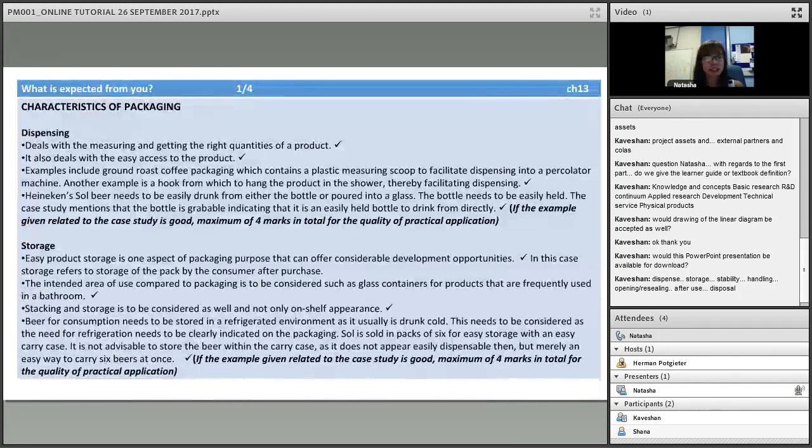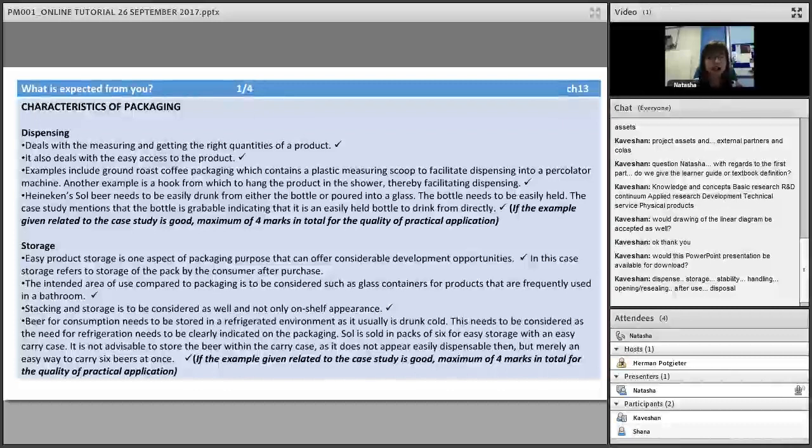Brilliant. Fantastic. You've got it. Okay. Brilliant. And that is what you need to include. But remember, it's for 25 marks. So you need to provide me with enough theory as well as practical application in order to obtain the maximum amount of marks. Okay. What do you have to include?